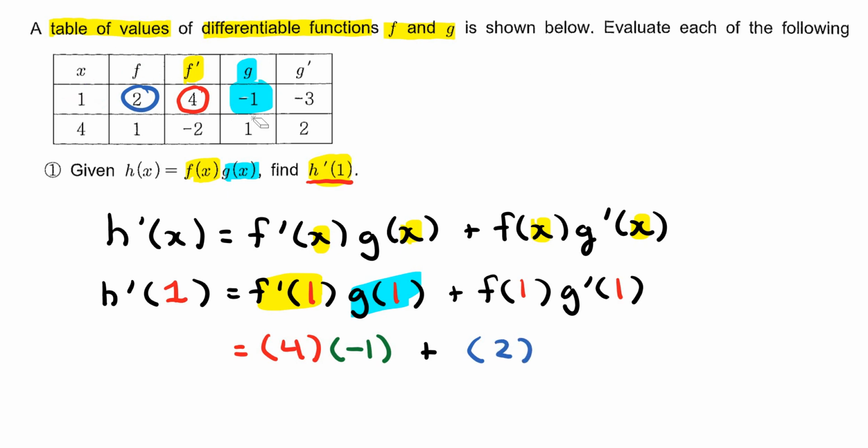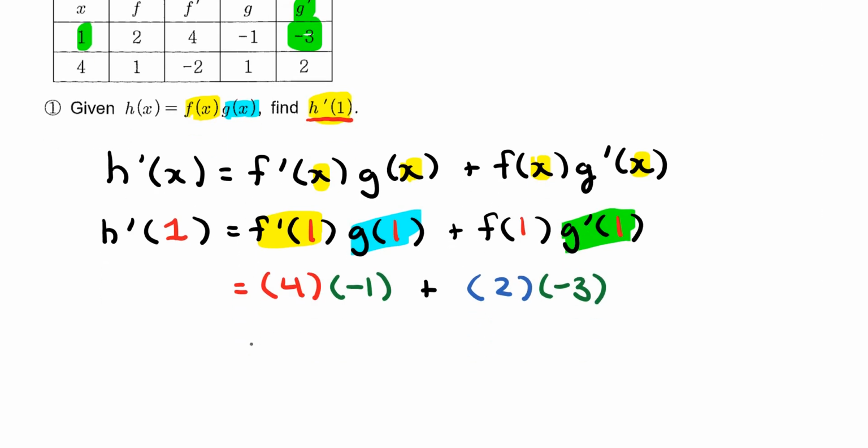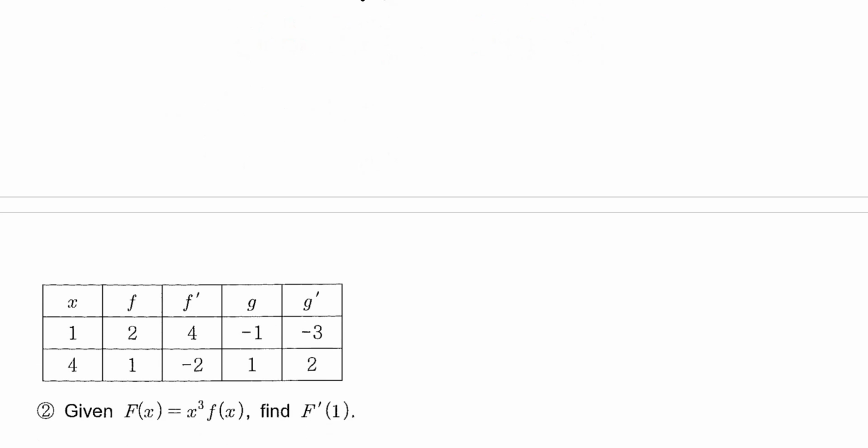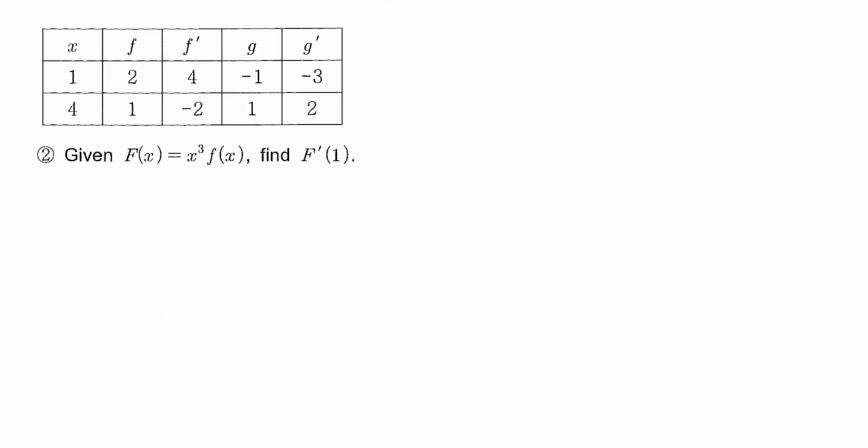The last one is, what's g prime of 1? Well, here's g prime, there's 1, so that value is going to be negative 3. Okay, and then we just evaluate this now. 4 times negative 1 is negative 4, and 2 times negative 3 is negative 6, and my final answer here is negative 10. So h prime of 1 equals negative 10. All right, so that's how these table questions work. We just take the derivative of the expression, and then we plug in the values here.